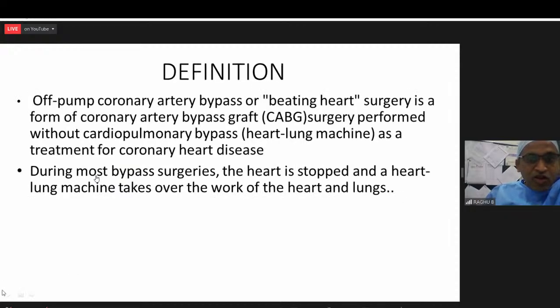Coming to the definition of off-pump surgery, in off-pump surgery, the heart is beating and the bypass grafts are performed in a beating heart without the patient on the heart-lung machine. Whereas in a bypass surgery, the heart is stopped, or the heart is beating on the CPB machine, and we can bypass the occluded coronary grafts.